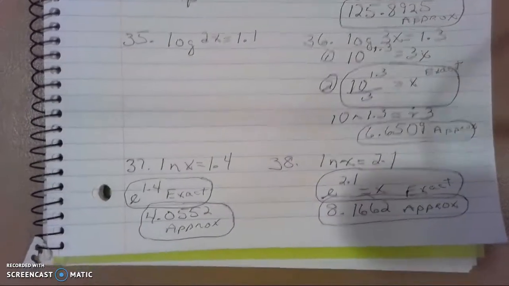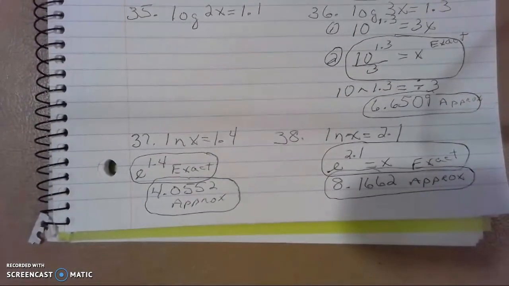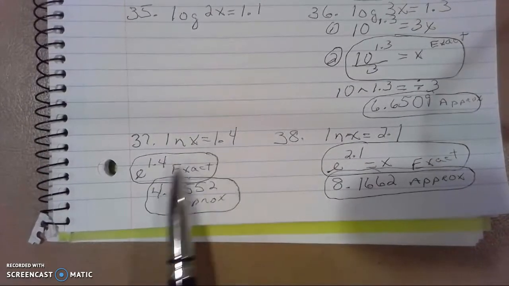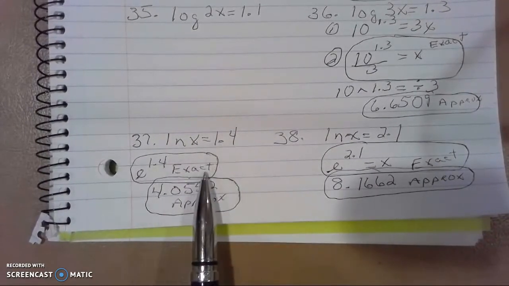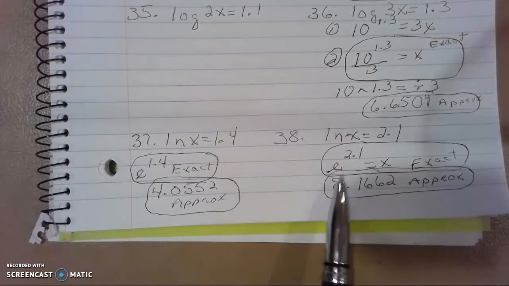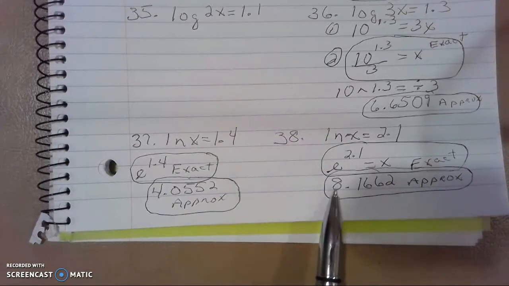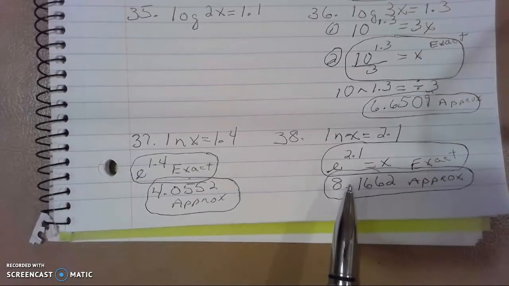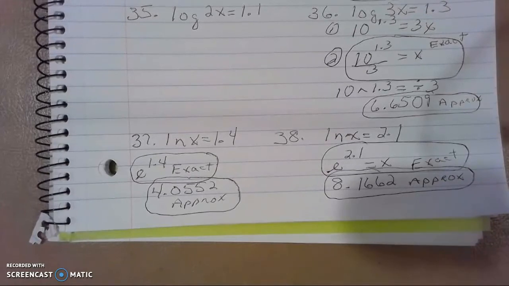The last two, I gave you those just as examples. Remember, they're natural log, so it's e to the 1.4. Same way here, e to the 2.1. And then with your calculator, you go second natural log to get your e showing.